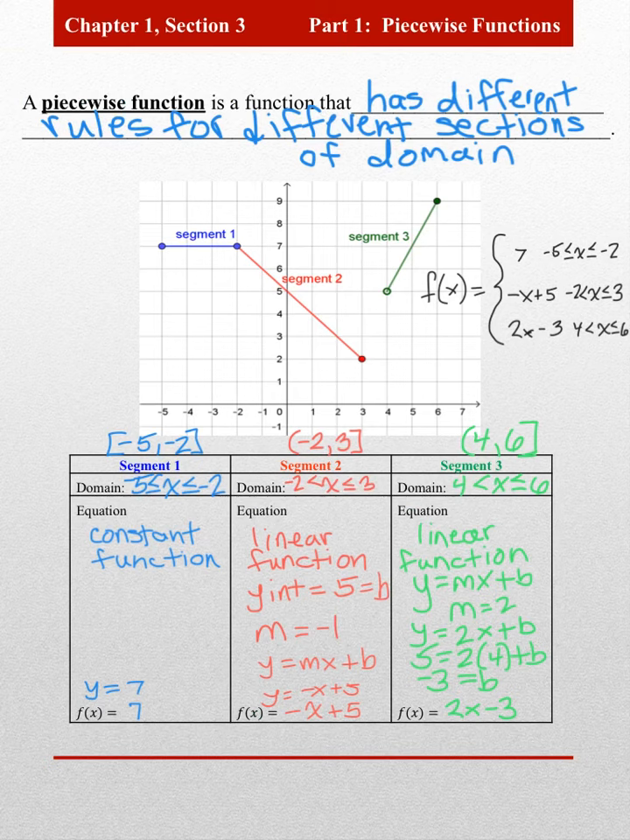Bring together a bunch of different rules and equations into one single function. In class, we're going to be applying this to some word problems, but this is a quick review of how to describe a piecewise function.